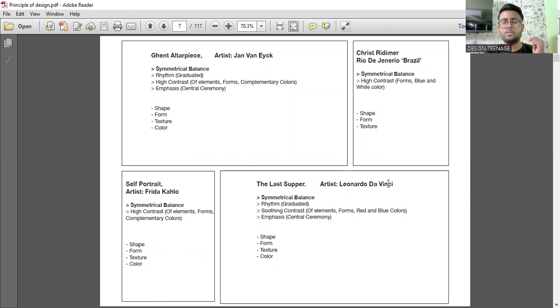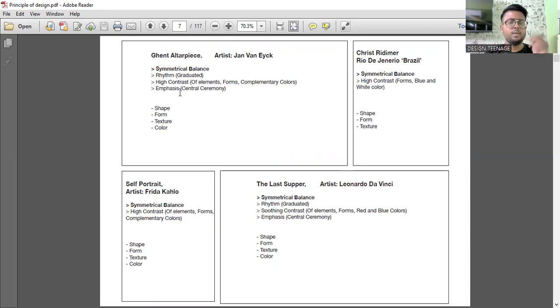Okay, it is Leonardo da Vinci. Yes, so that is one, and there is another one that is Jan van Eyck. The name of the composition is Ghent Altarpiece. The other two are also here: the left hand side bottom is another composition, and the right hand side is the statue.